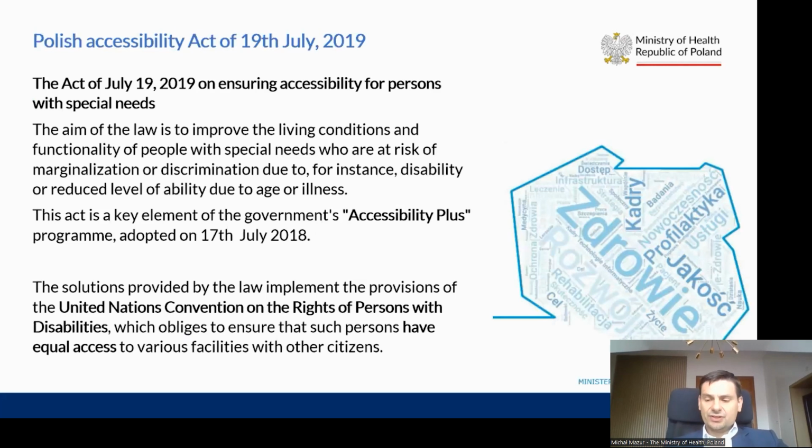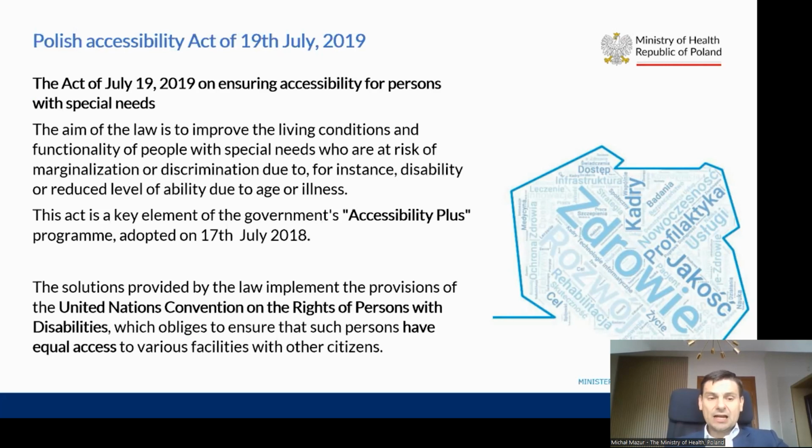I want to tell you about the second important Polish act, the Polish Accessibility Act of 19th July 2019. The Act of ensuring accessibility for persons with special needs. The aim of the law is to improve the living conditions and functionality of people with special needs who are at risk of marginalization or discrimination due to, for instance, disability or reduced level of ability due to age or illness.